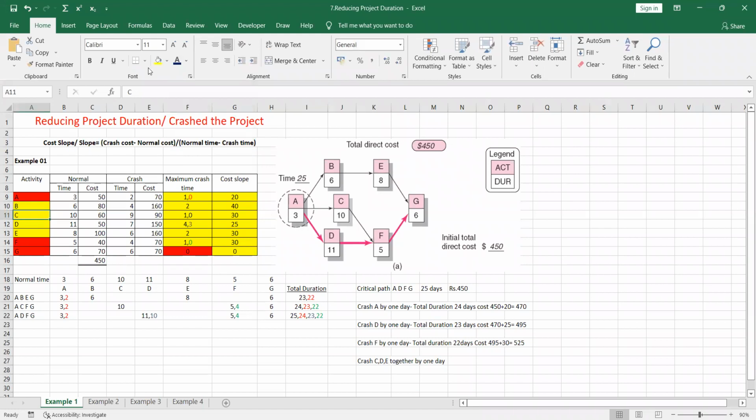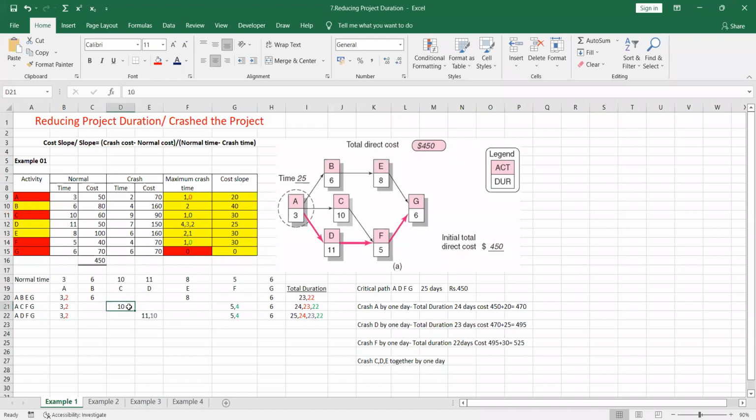So C activity is crashed. D activity, we have to crash by one day. That means it should be 2 here. We are having 2 more days to crash the D activity. And another one is E activity. So activity E is also going to crash by one day, which means you have to cross the 2 and make it 1. Right? So now we are going to crash C, D, E together.